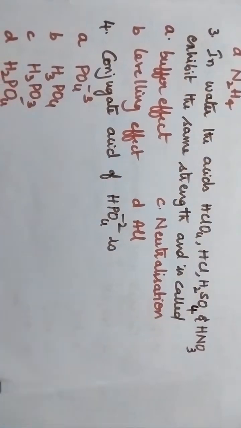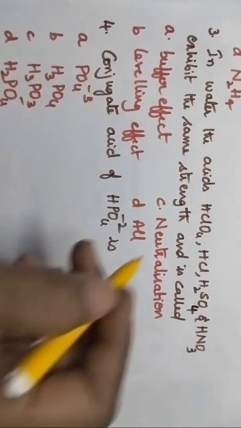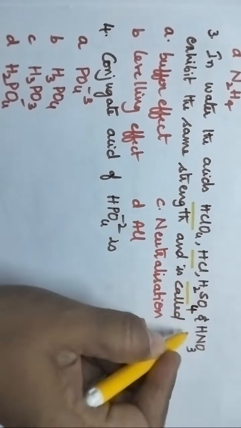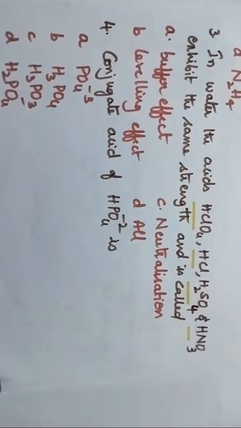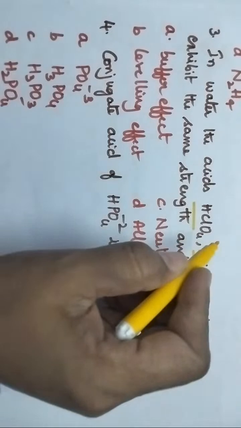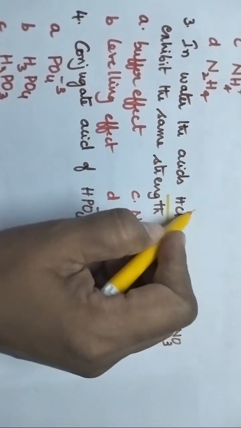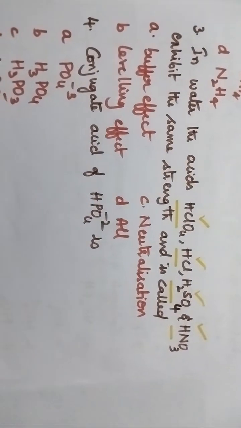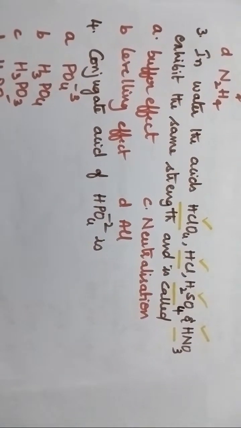Next question. In water, the acids perchloric acid, HCl, sulfuric acid, and HNO3 exhibit the same strength and it is called. All these acids are strong acids. The strong acids are exhibiting the same strength in water. Then it is called as.